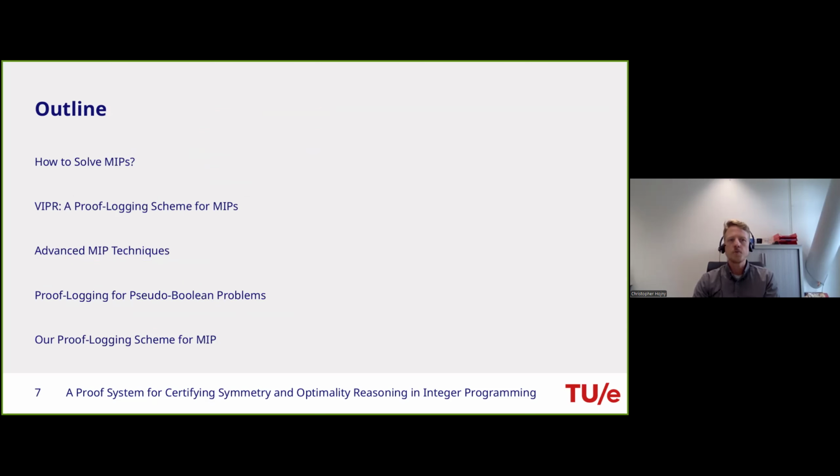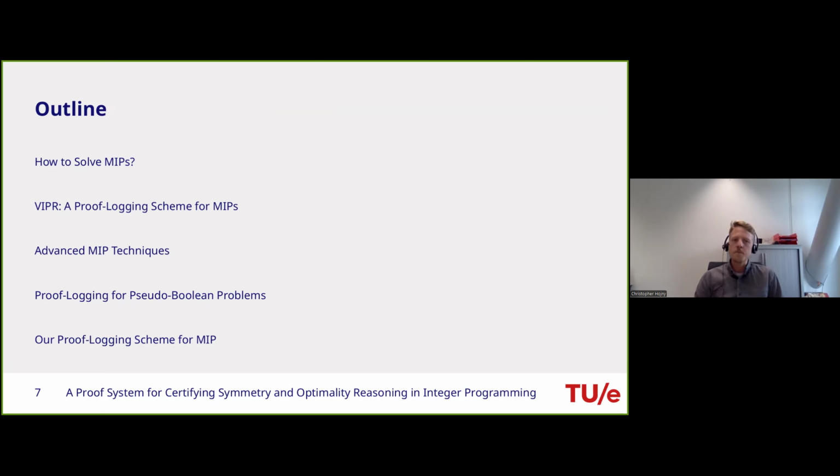And this brings me to the outline of this presentation. So first of all, before we can actually start certifying that the reductions that we make within a MIP solver are correct, we of course need to discuss what it actually means to solve a MIP, and which techniques are used in practice. After that, I want to talk about this basic proof logging scheme for mixed integer programs called VIPR. I want to discuss which basic reductions can be verified using this system, but where it also reaches its limitations, for instance, when it comes to more advanced MIP techniques that I want to discuss afterwards.